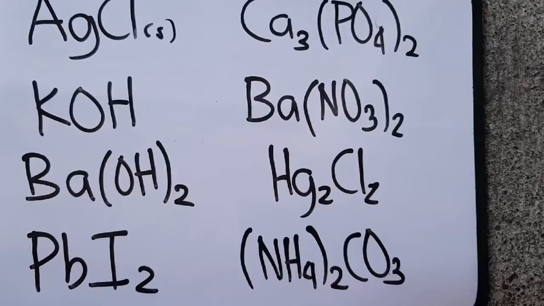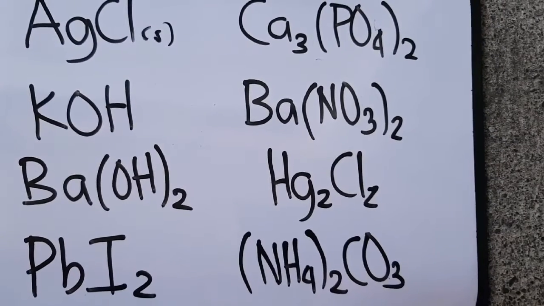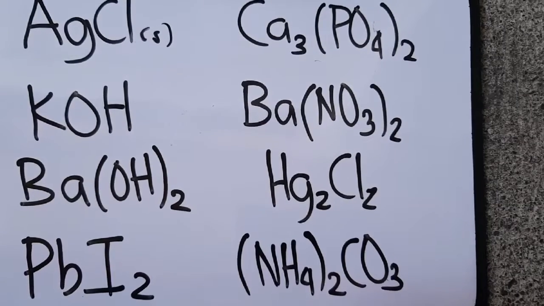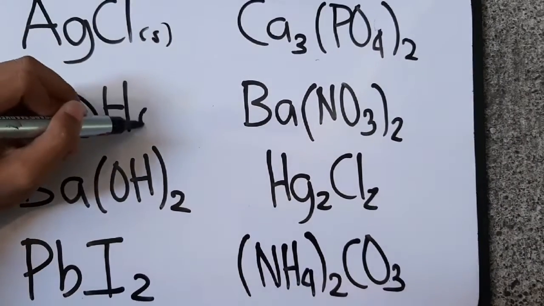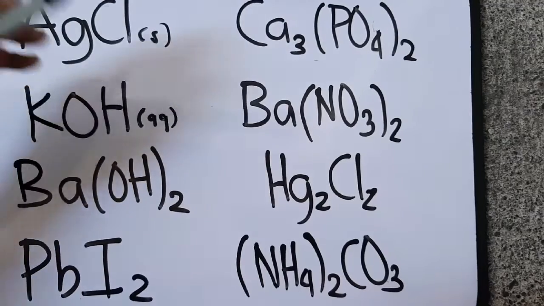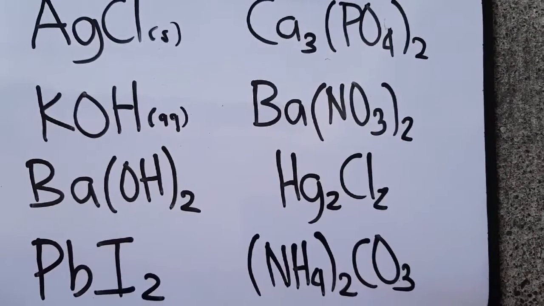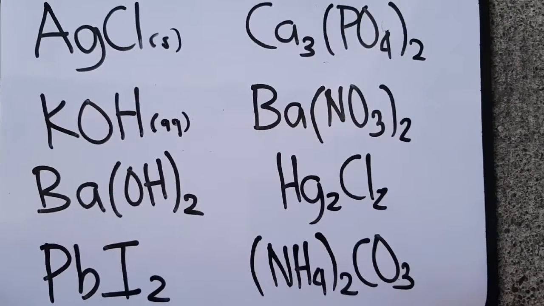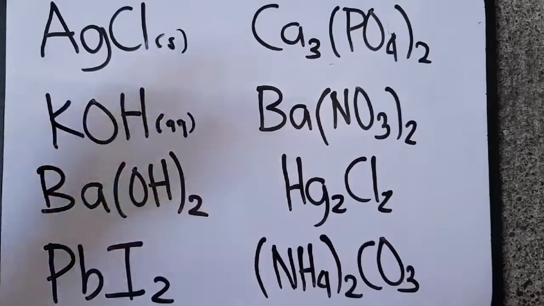But now what about potassium hydroxide? The first thing to look at is potassium, which is in Group 1A metals. And those are always soluble. So this is going to be aqueous. Barium hydroxide. Hydroxides are typically insoluble, but barium is one of the exceptions for hydroxide compounds, so it's going to be aqueous.